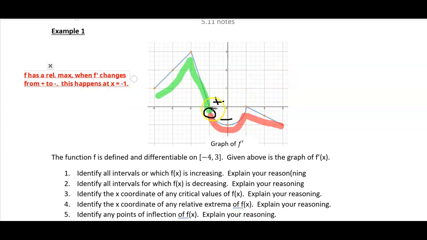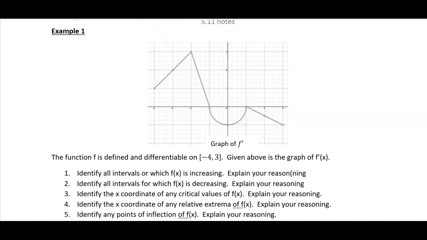Now, nowhere on this graph is it changing from negative to positive. In other words, it's not going from below the x-axis and back up again. And so there's no relative minima on this particular graph. Okay? And so that's it. That's for our first part of the lesson. I'm going to stop there and let you guys do a student practice now.